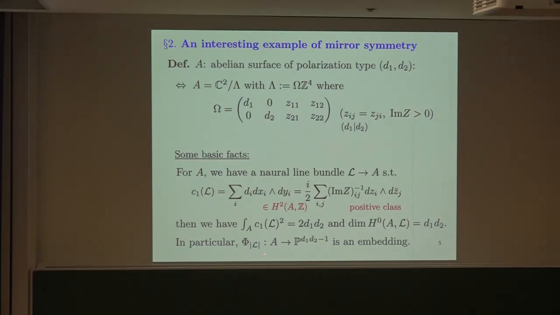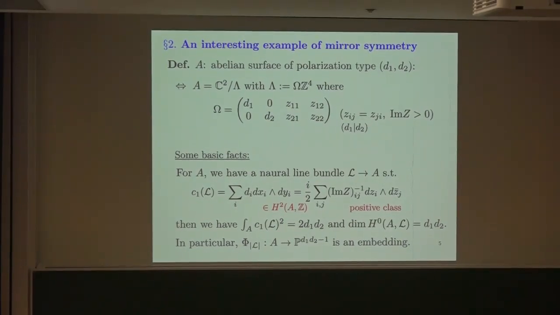As I said, this line bundle is ample under this condition, so we can consider the embedding problem in terms of these global sections. How many global sections? D1 times D2 global sections. So the embedding space, the projective space, is P to the D1 times D2 minus 1. That's the embedding space for the abelian surface.